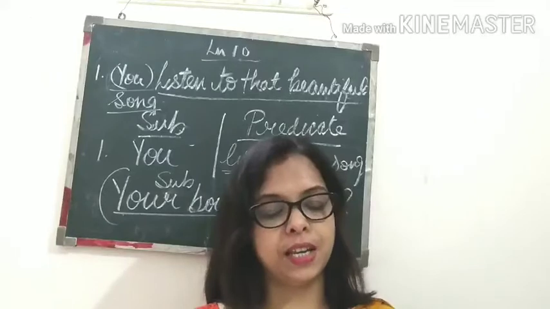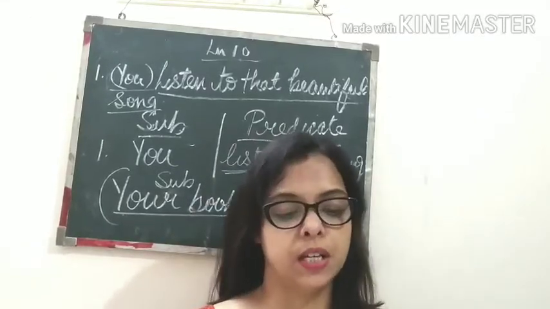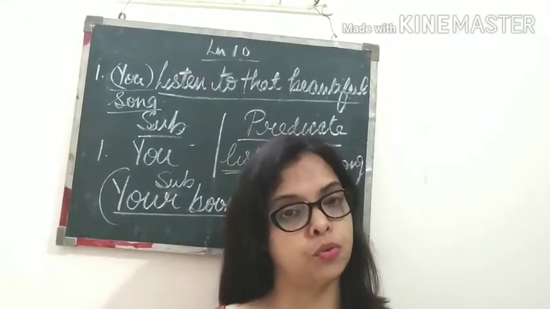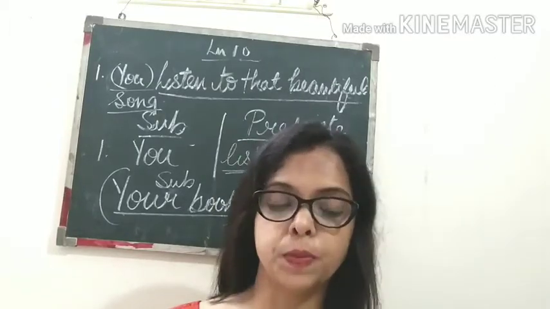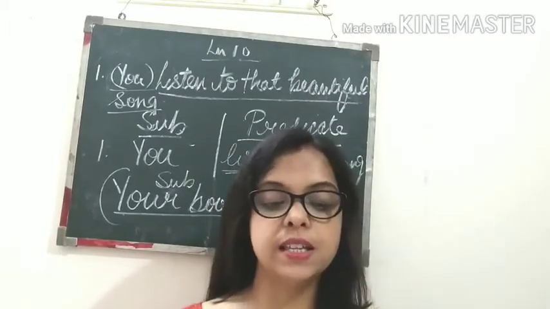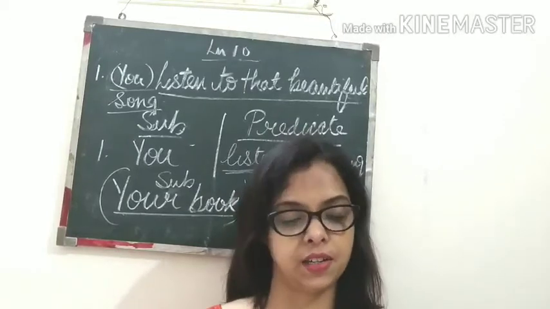Tom is reading a book. Simple. About whom are we talking? About Tom. So Tom is the subject, and is reading a book is the predicate.